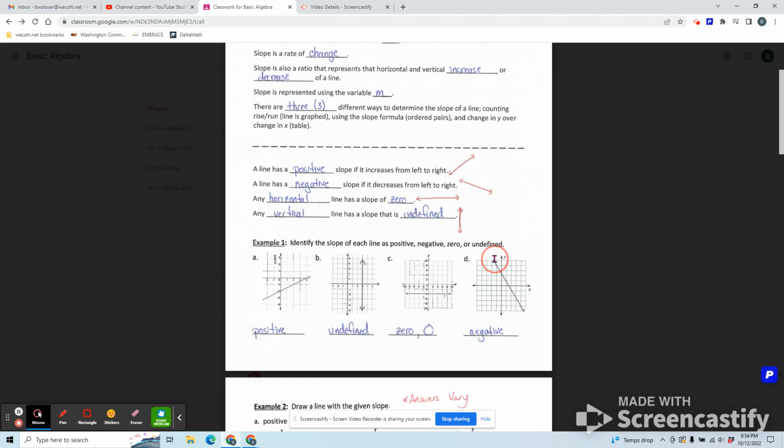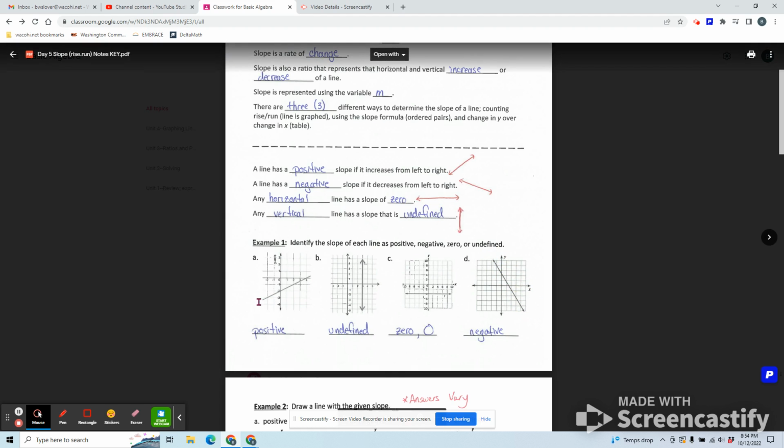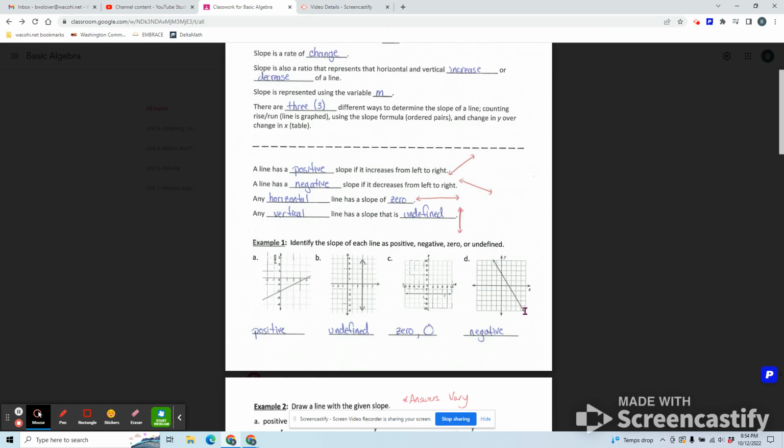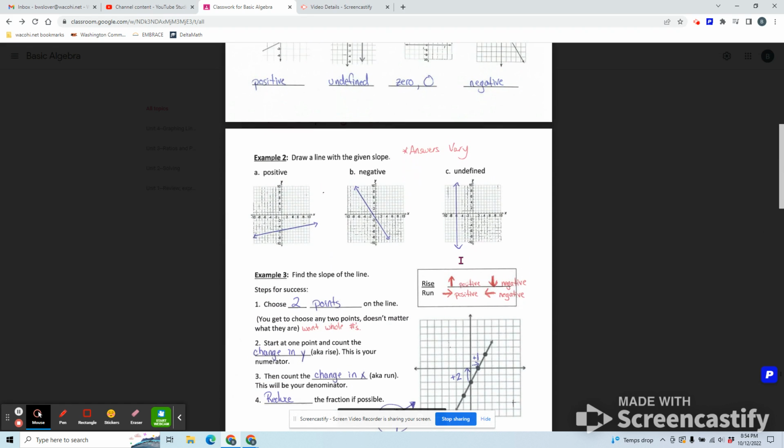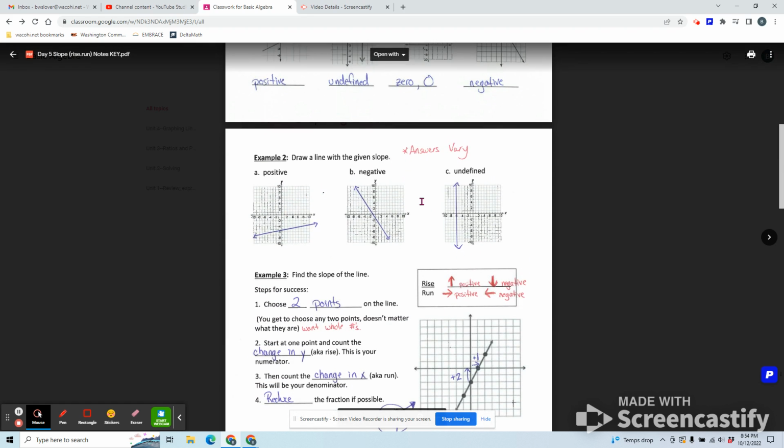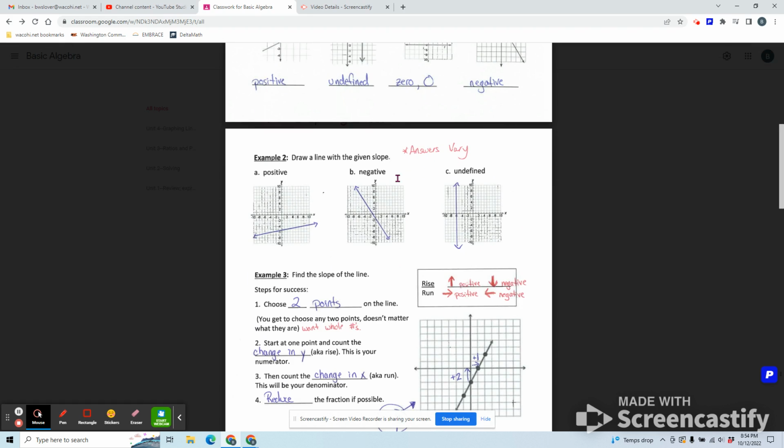Here I am at the top, and I'm going down. Remember, we're reading left to right. So I'm up here, and I'm going down the hill. So I'm getting to negative slope, going down. Up is positive, down is negative. And this is just asking you to draw different examples. It says answers vary because this is not the only drawing that you can have for those.